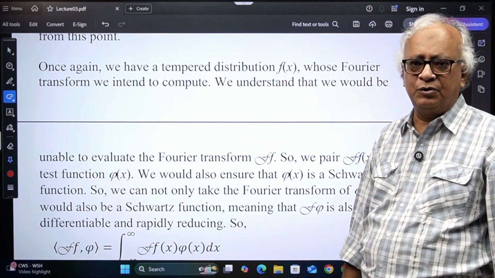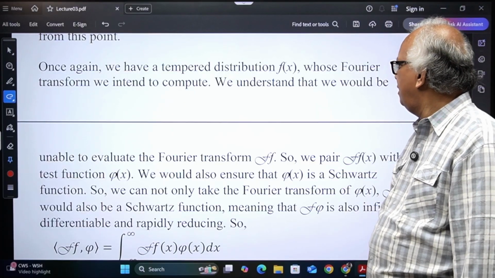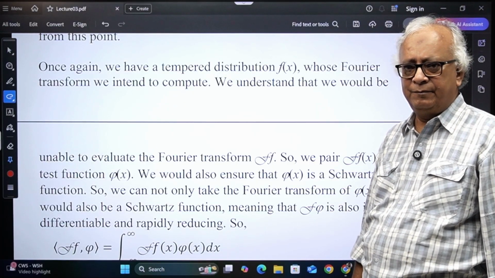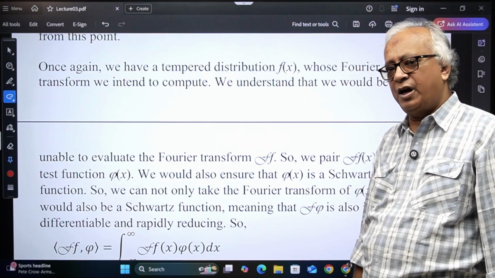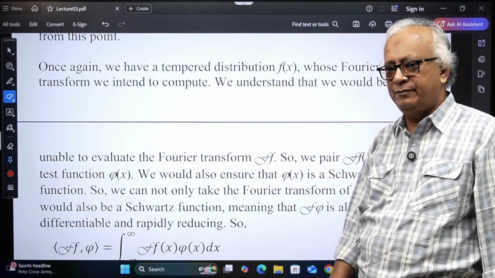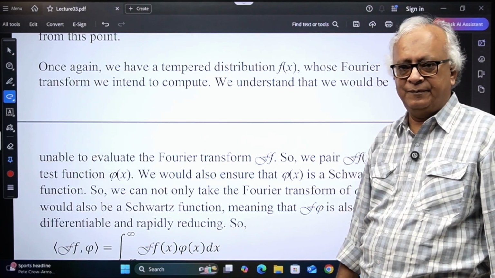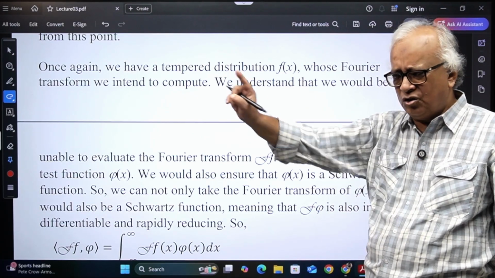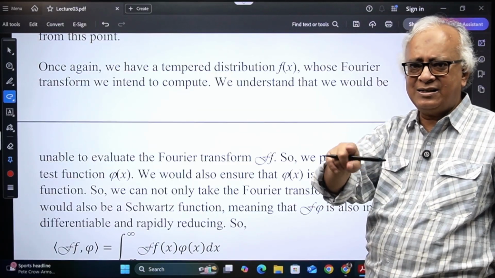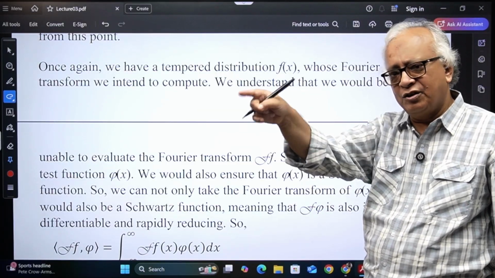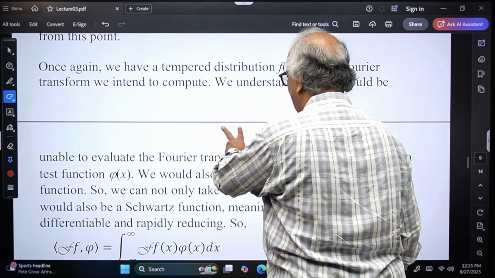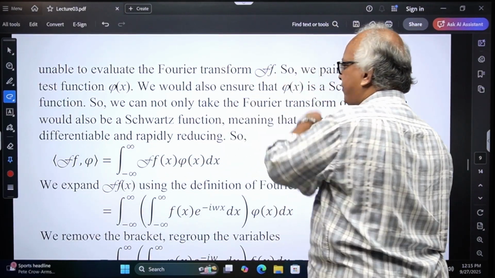Okay, once again we have our tempered distribution f x whose Fourier transform we intend to compute. প্রবলেমটা কোথায়? প্রবলেমটা কি আমার f x এ নাকি f x এর Fourier transform-এ? Fourier transform-এ। One is not a problem. Sin x is not the problem. Fourier transform of sin x is the problem. Therefore, we are unable to evaluate the Fourier transform of f.